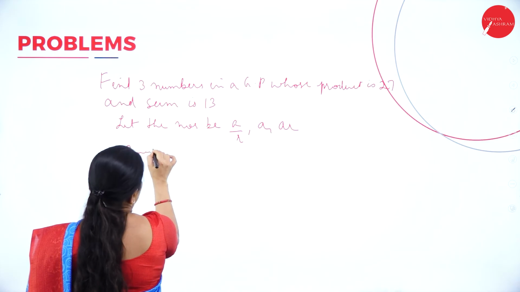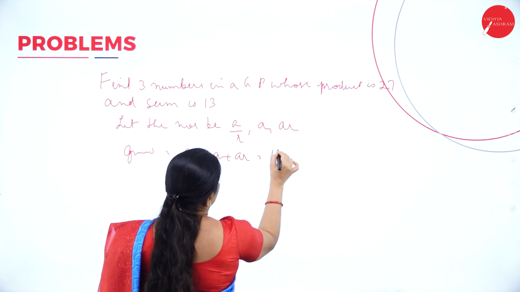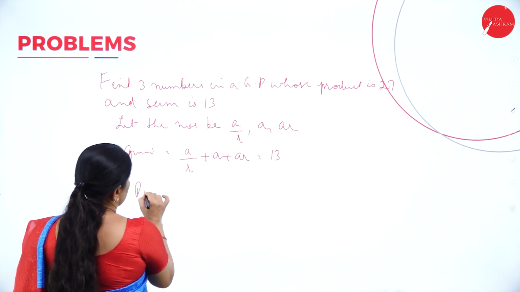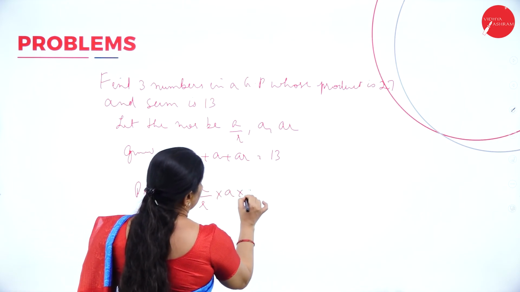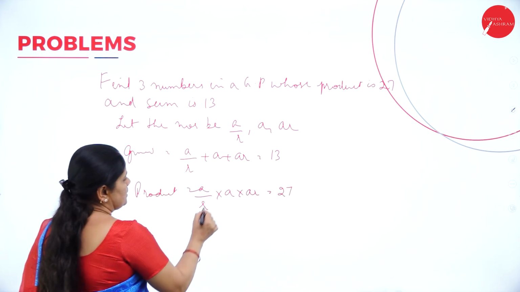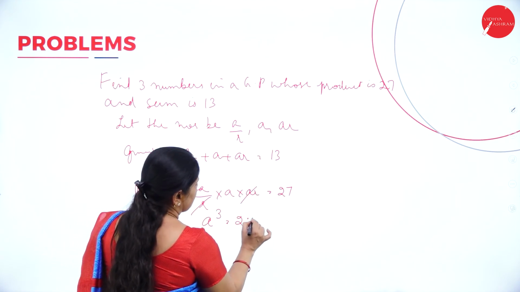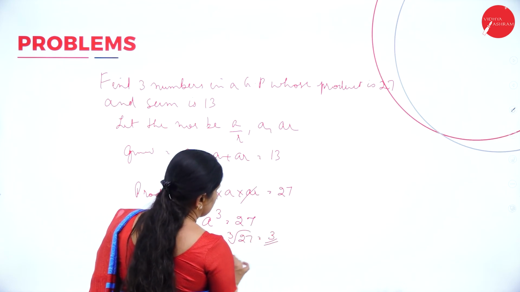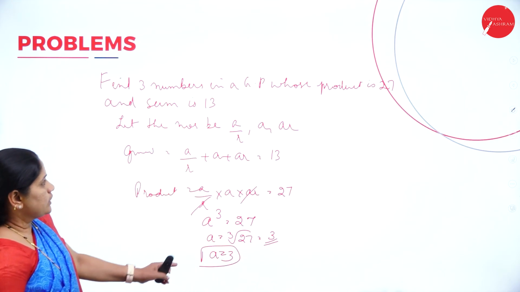Now what is given? A by R plus A plus AR equals 13. Now product equals A by R into A into AR equals 27. So R and R get cancelled. So A cube equals 27. A will be cube root of 27, that is equal to 3. So A equals 3.